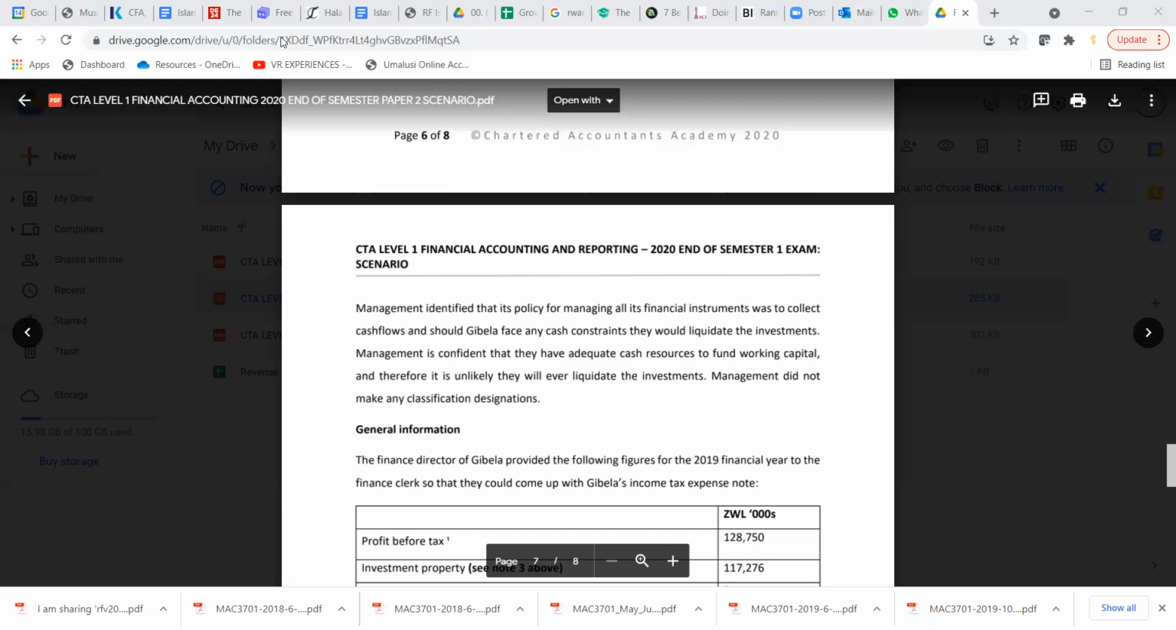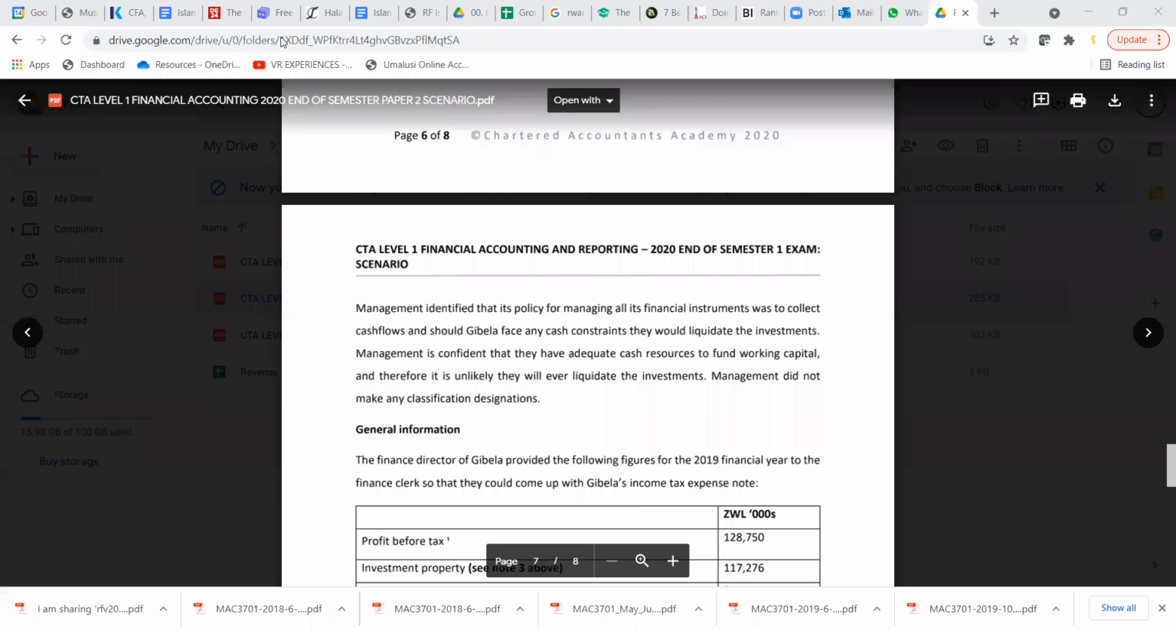So the first thing we did was show that it was a financial instrument. Then we showed it was a financial asset. Then we explained how we're classifying the financial assets. Now that we know the classification, we can do initial recognition and subsequent measurement.